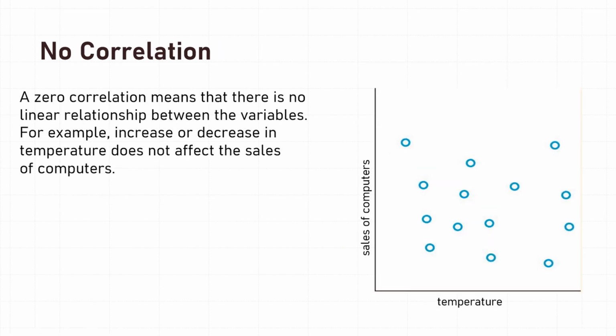And no correlation, a zero correlation, means that there is no linear relationship between the variables. For example, an increase or decrease in the temperature doesn't affect the sales of computers. You can see there is no pattern given. You cannot see any particular pattern that if temperature is increasing, the sales of computers are also increasing or decreasing.